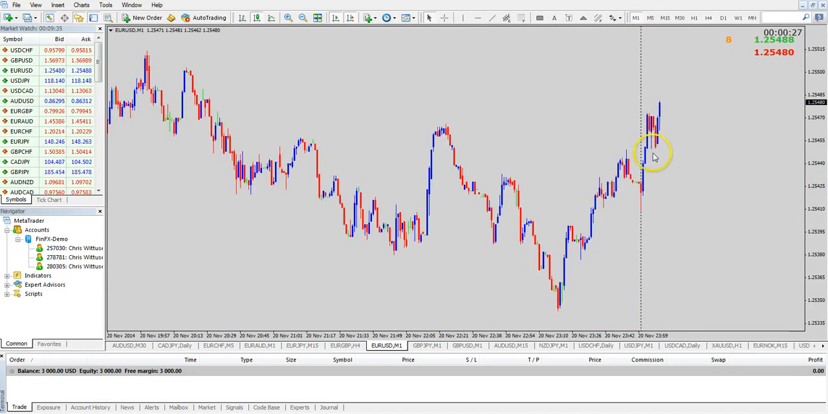Do we have a good candle? Not really. Next pair. Let's see, AUD USD.